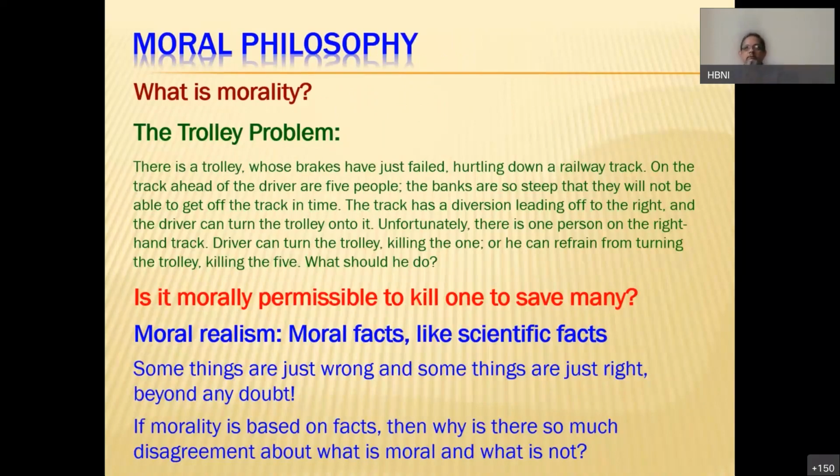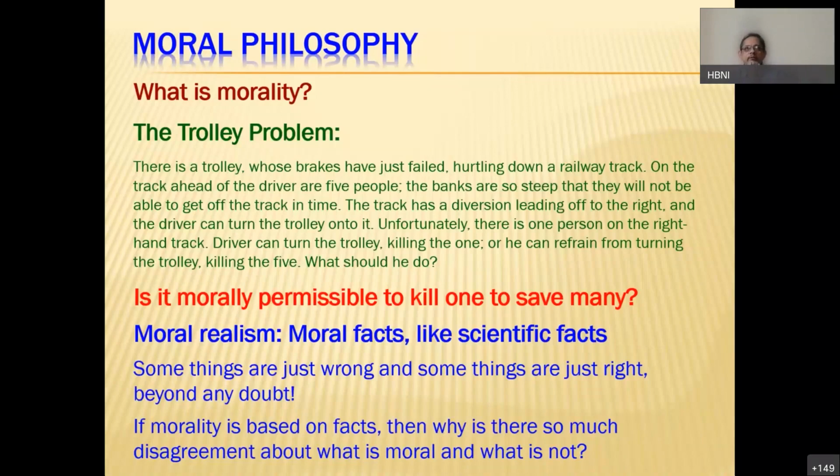So what is this? This is a trolley which is running on some rails or railway tracks. A trolley whose brakes have just failed, and it is hurtling down at a great speed on the railway track. Now, on the track ahead of the driver, we have 5 people who are doing some work. And of course, this is a thought experiment, okay? The so-called Gedanken experiment. On this track, there are 5 people who have no way of getting off the track. This is a theoretical issue. You can always say, why can't they get off? But I'm telling you, assume that they cannot get off.